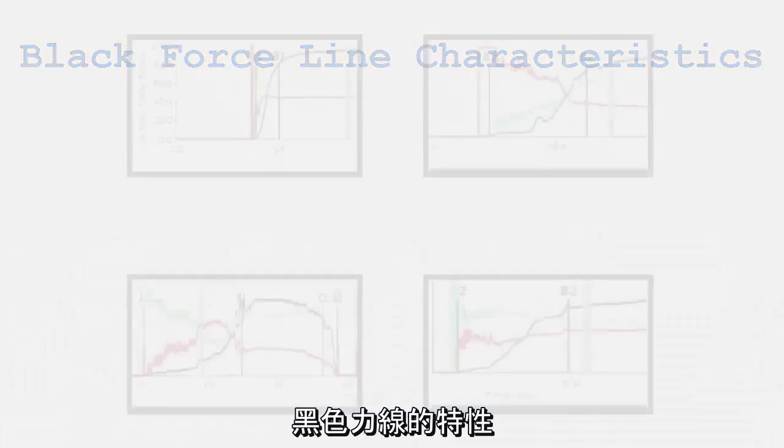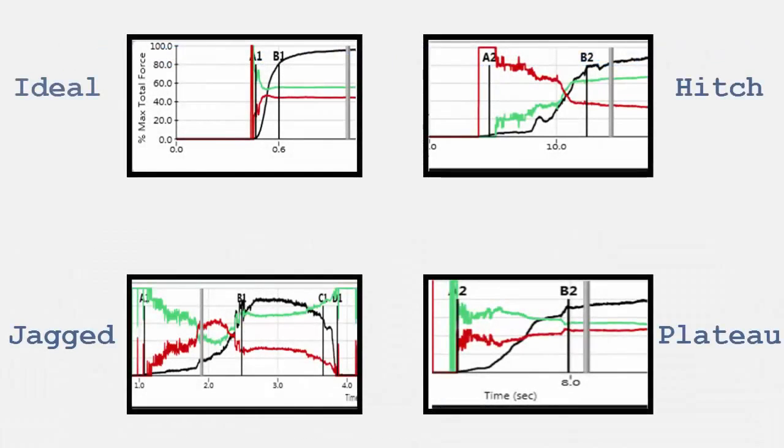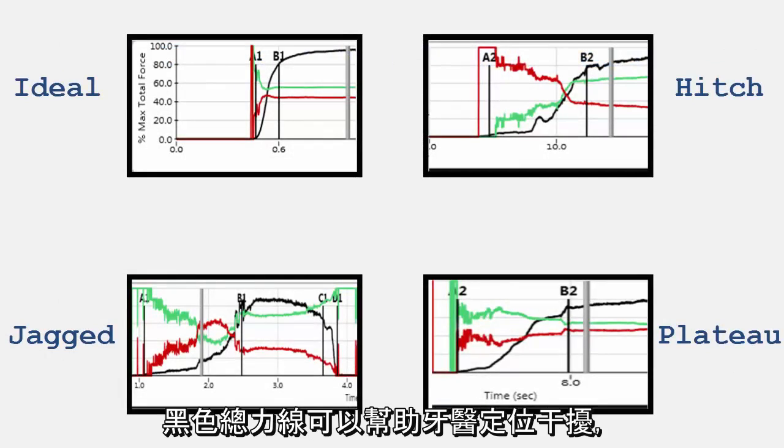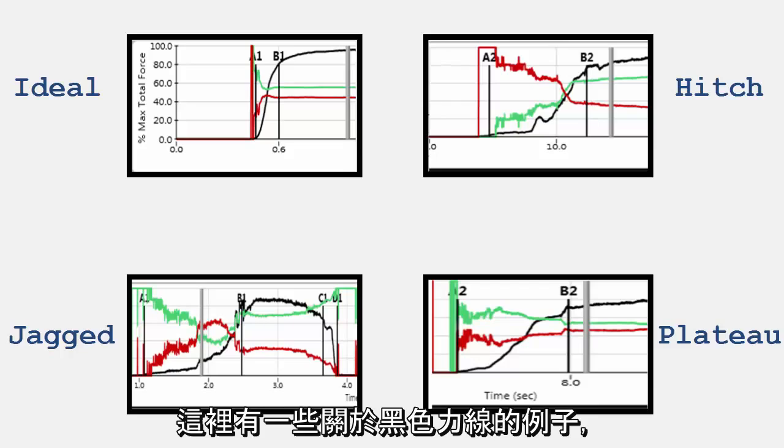Black force line characteristics. Now that we've defined the closure on the graph, the black total force line can help the dentist locate interferences. Here are some examples of the black force lines.